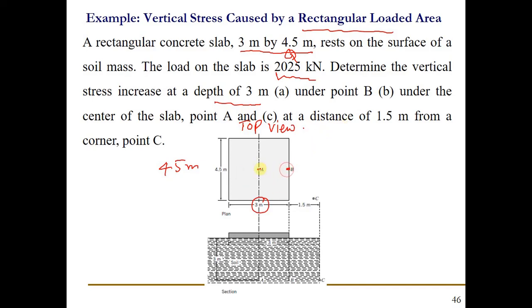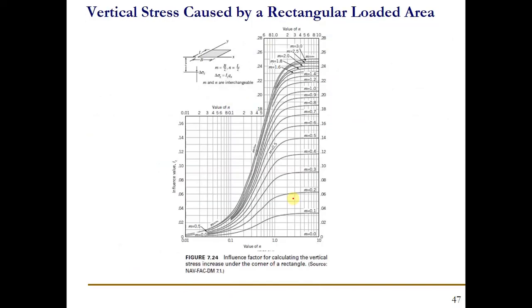at point B, and at point C, but the depth Z is equal to 3 meter. This is the point A, point B, and point C. Please note down that this point will be 1.5 meter from the corner of the rectangle. So this is the figure which you can use for finding the various values of influence factor, and for finding the influence factor value we need to find out the M and N values.